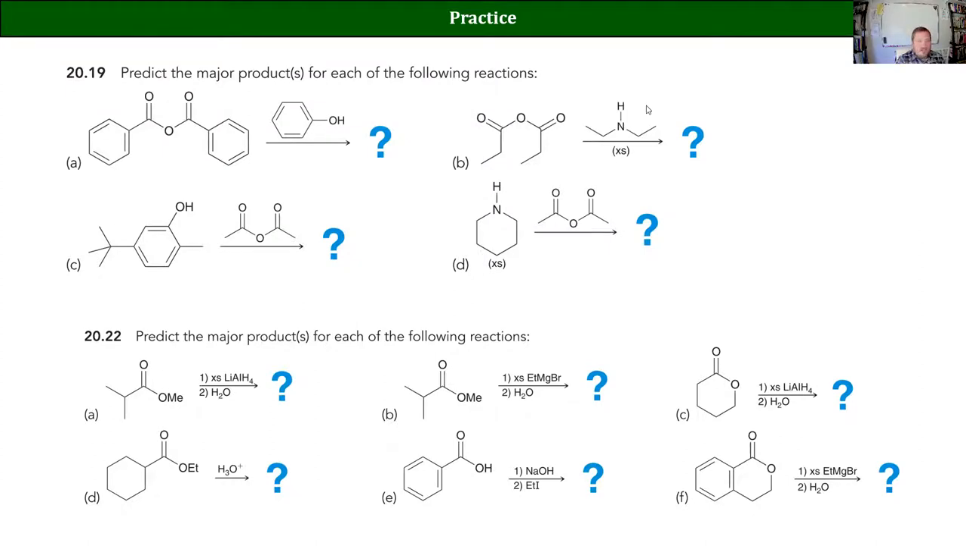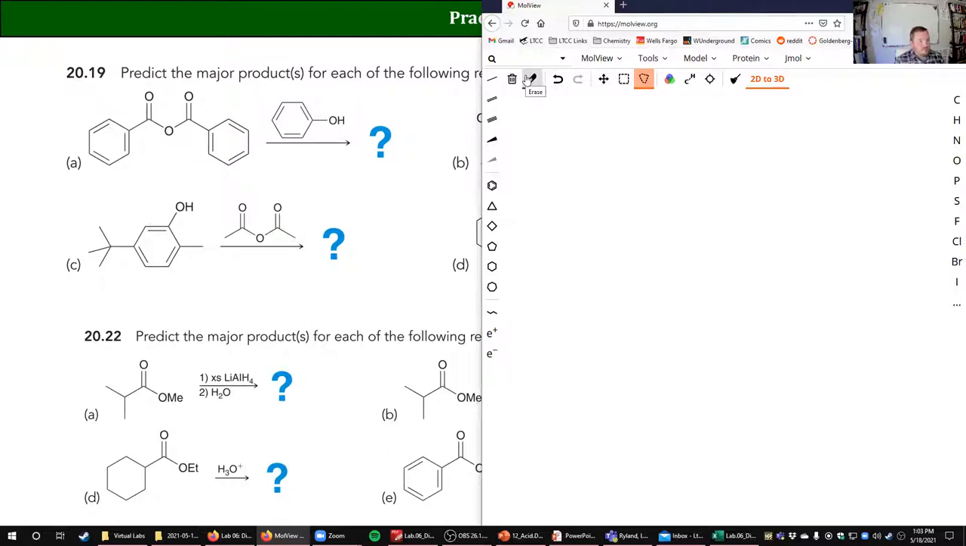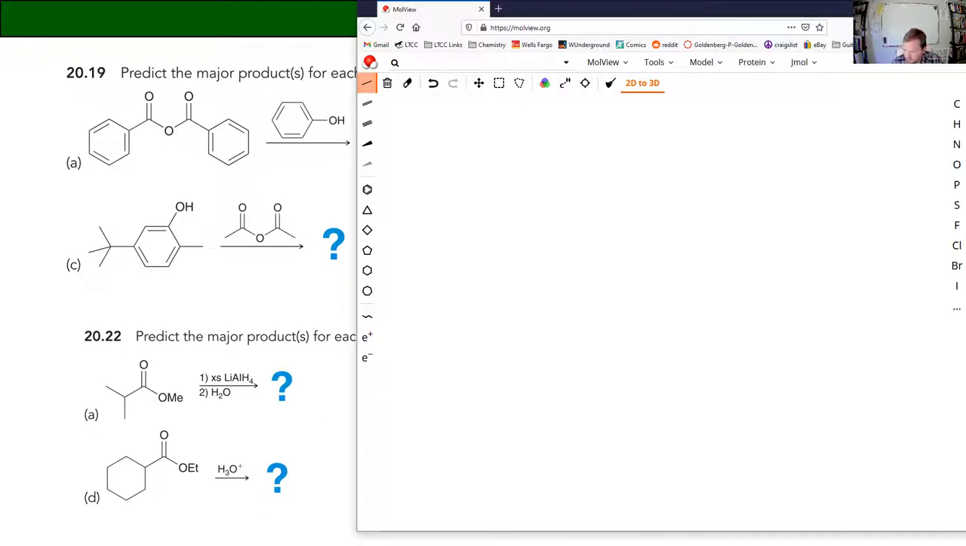So if we're looking at 19A, we're starting with benzoic anhydride, and we're going to be replacing the anhydride section with the oxygen from the phenol. So we're going to be making an ester. That's going to look like something like that. So that's our final product here.